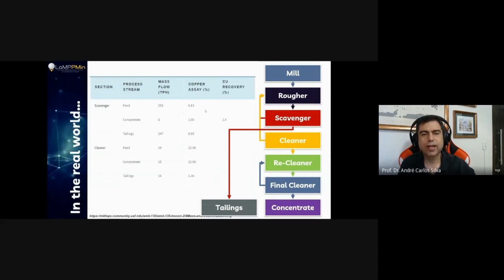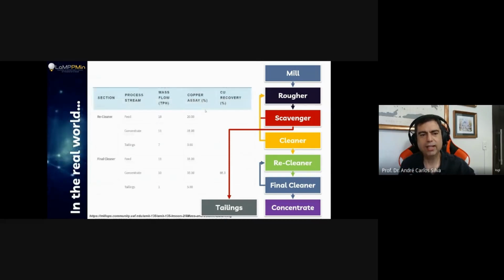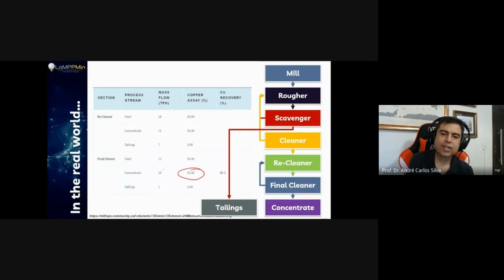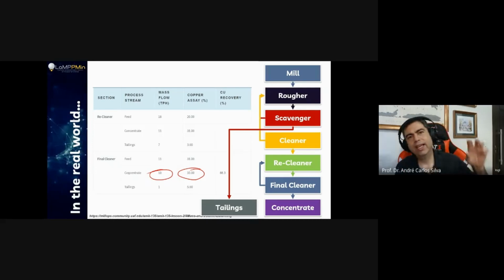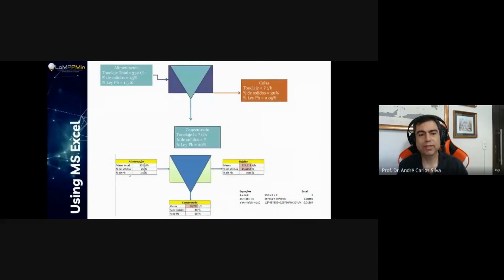So let's move ahead. We have the scavenger, we have the cleaner, and we have also the recleaner and the final cleaner. So our final concentrate at the end of the day is going to be what? 33% of copper, but just 10 tons per hour. So we move from 709 tons per hour to only 10 tons per hour. But what we want to sell is just this, 10 tons per hour. But again, that's what makes us be here. It's not easy. It's a very complex process, and yes, we have to reduce everything.